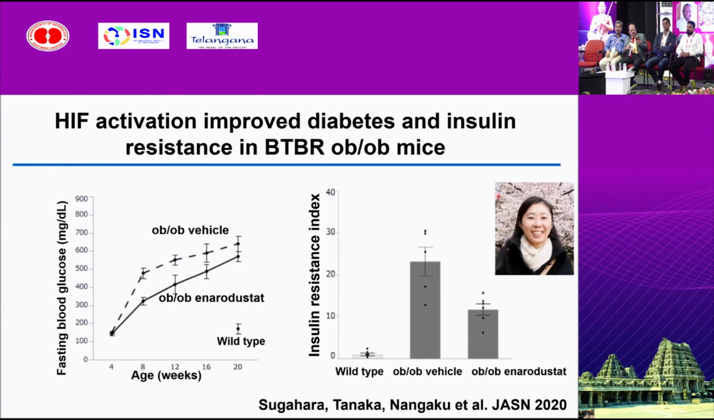Recently, we showed the protective effect of HIF activation in an animal model with diabetic kidney disease, BTBR OB/OB mice. This is a typical type 2 diabetic kidney disease model. HIF activation improved metabolism. It decreased diabetes, it decreased insulin resistance, and it improved phenotypes of diabetic kidney disease.